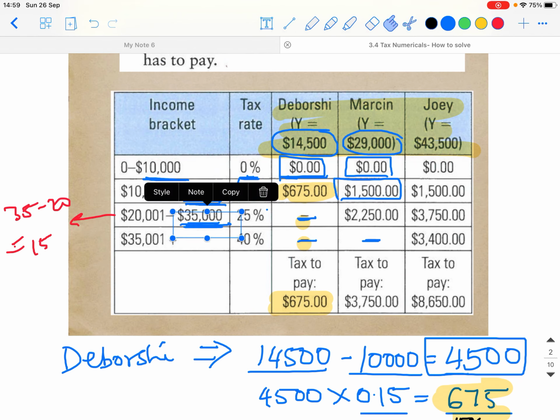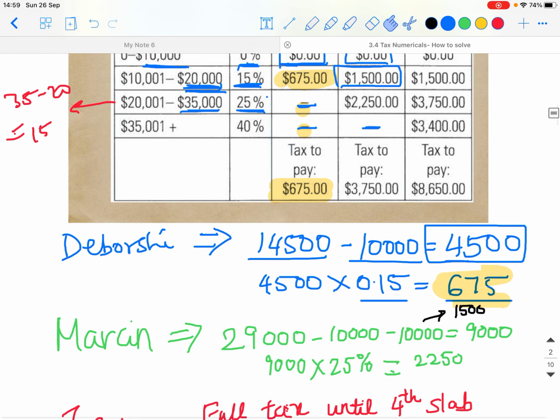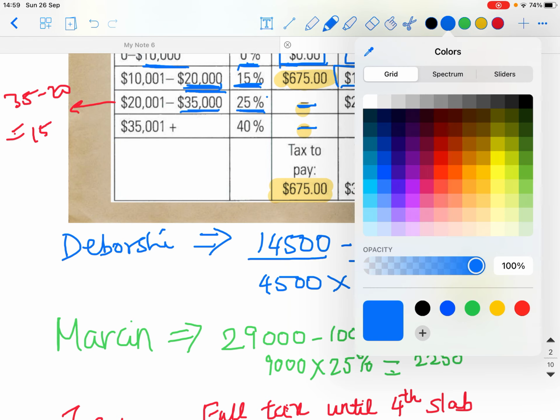Now, what is the amount that we're going to put a 25% tax on? What is that amount that is going to be taxed 25%? How do we calculate that amount? So that amount is simply, we had initially, if you can see over here, I will just underline it in blue.